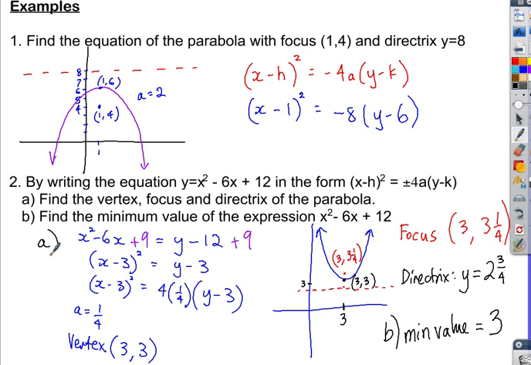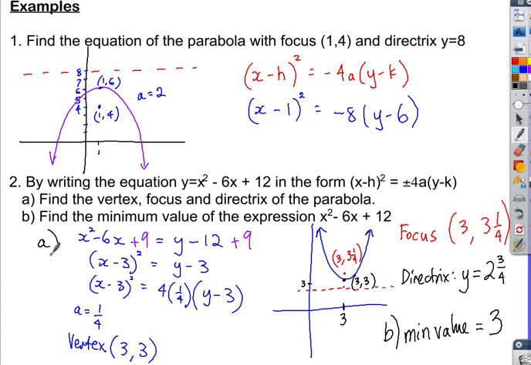Can you explain B? Yep. So it's asking for the minimum value of this expression. See how that expression is the same as the parabola that we just drew? So it's asking for what's the minimum y value, and the minimum y value is 3. Yep. Any other question?